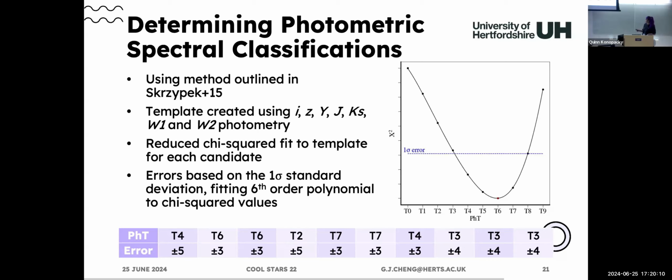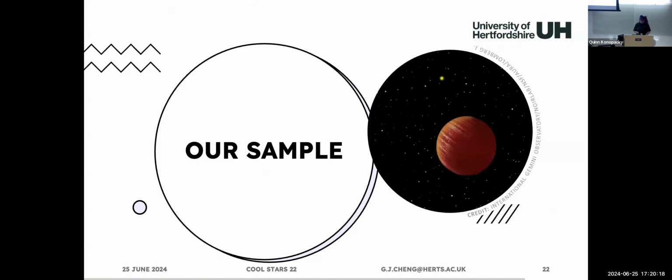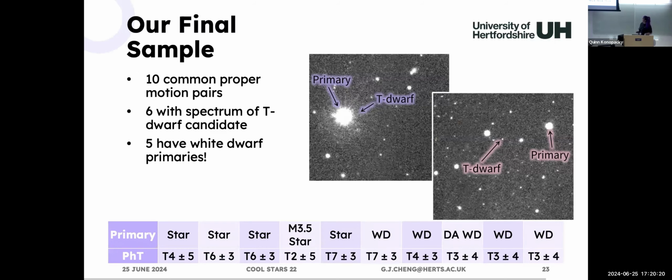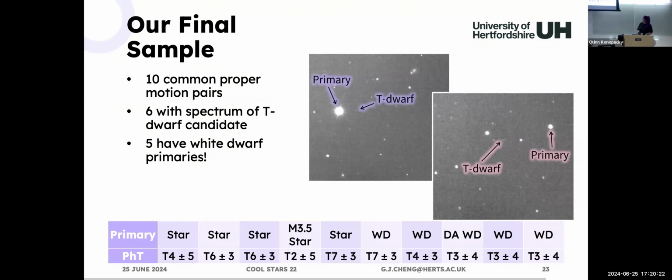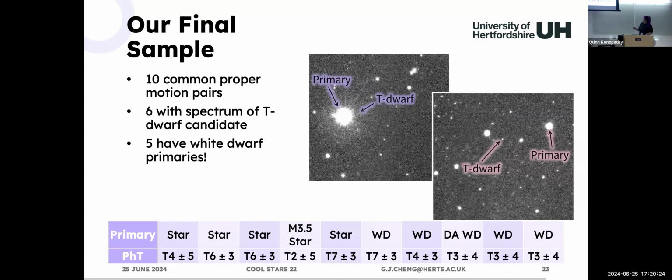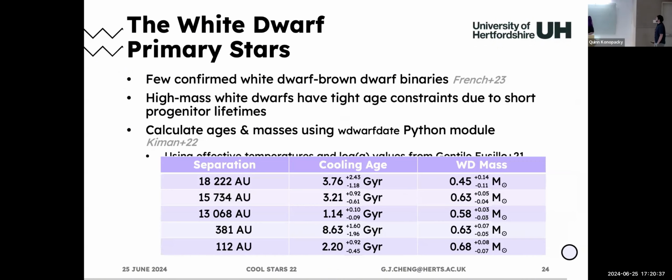And here's the photometric spectral types of our 10 good objects. Our final sample has our 10 common proper motion pairs. We've got some GIFs of 2 of them. For 6 of the pairs, we have a spectrum of the T-dwarf candidate. 5 of them have white dwarf primaries.